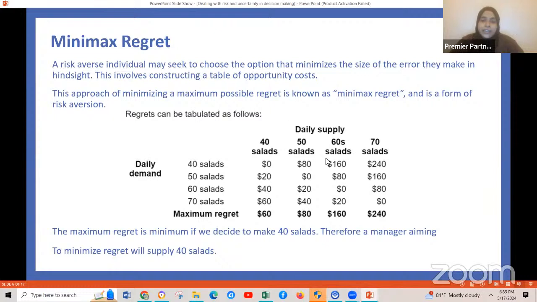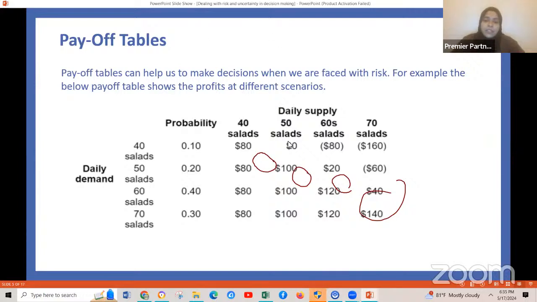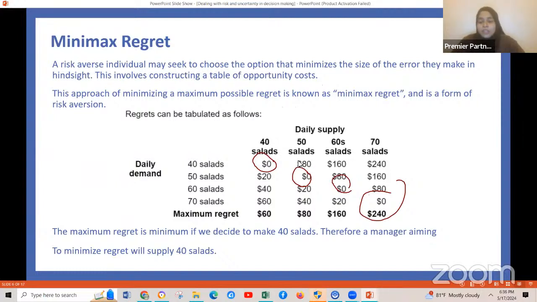How do you calculate regret? You look at the best situations. When the demand was 40 and supply was 40, you have no regret. If the demand was 50 and supply was 50, again, zero regret. Demand was 60, supply was 60, no regret. Demand 70, supply 70, no regret. Then what do you mean by the other things here? Now, if the demand was 40 and if you had supplied 50, see how much you regret by? Because now you're making zero. You could have made 80. So you're regretting by that 80 that you lost.